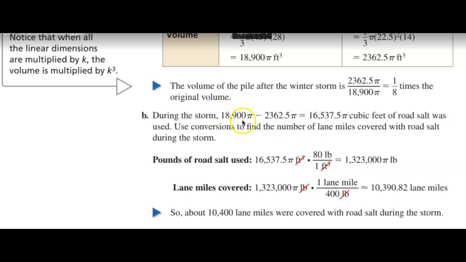And it's perfectly fine if you don't write it in terms of pi, and you multiply each of these numbers, 18,900, 2,362.5, and 16,537.5, by pi. It's fine if you multiply those by pi. The book is simply leaving it in terms of pi, so these numbers are a bit smaller, just a little bit easier to work with. And so that's how many cubic feet of road salt was used, approximately 16,500 pi cubic feet.